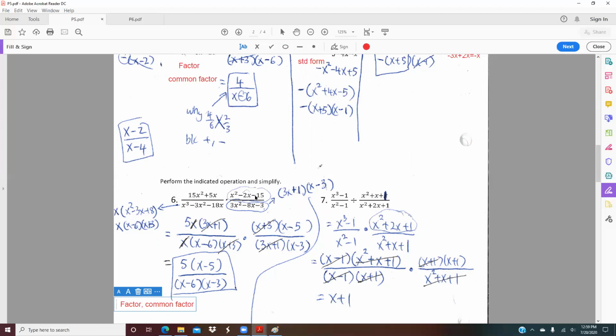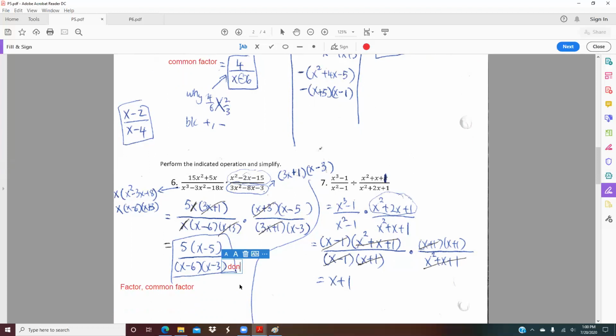The other top one, the factors in this case are x plus 3 and x minus 5. And then the bottom one here, you have to use trial and error because you have a 3 in front. So it's going to be 3x plus 1 and x minus 3. Now once you finish factoring, you cancel the common factors. So 3x plus 1 is common, x plus 3 is common, and the x that you see over here is also common. What's left over on top is 5x minus 5, and the bottom is x minus 6 and x minus 3.